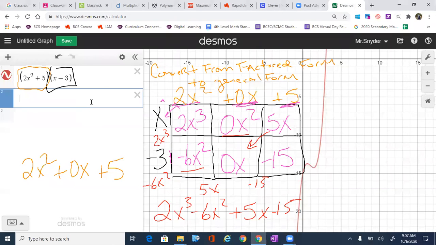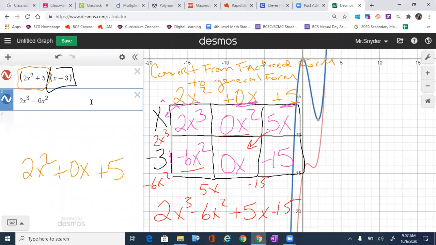Now, the one thing I do every single time is I verify my work. So I'm going back to that graph like I started with, and I'm going to type this in. 2x cubed minus 6x squared plus 5x and minus 15. Check it out. It overlaps that graph. That tells us we did everything we needed to do correctly.